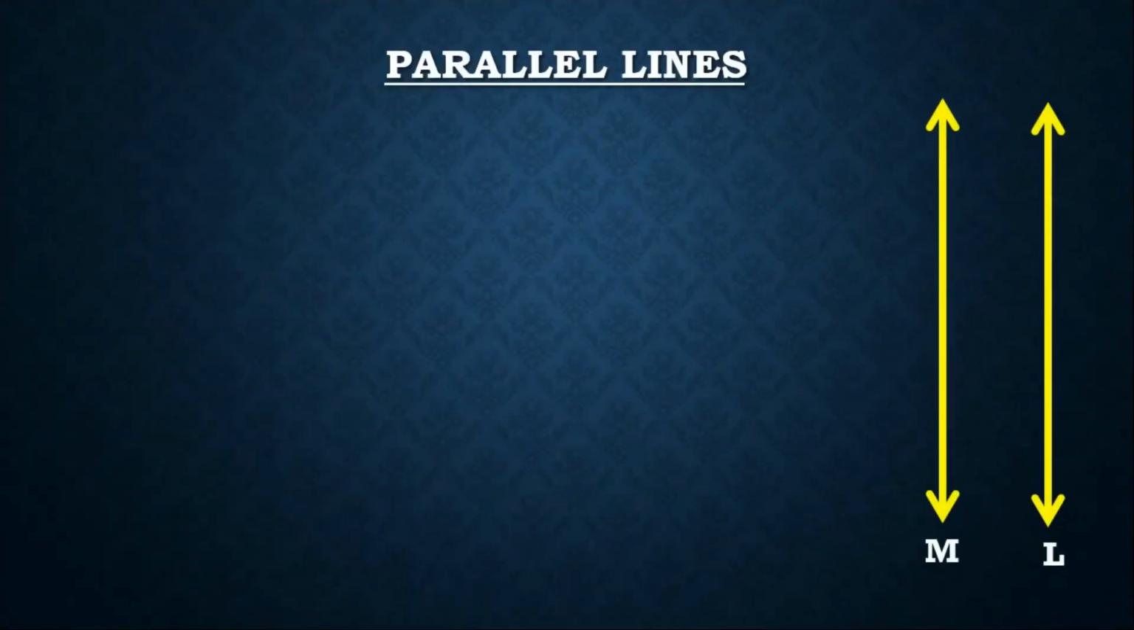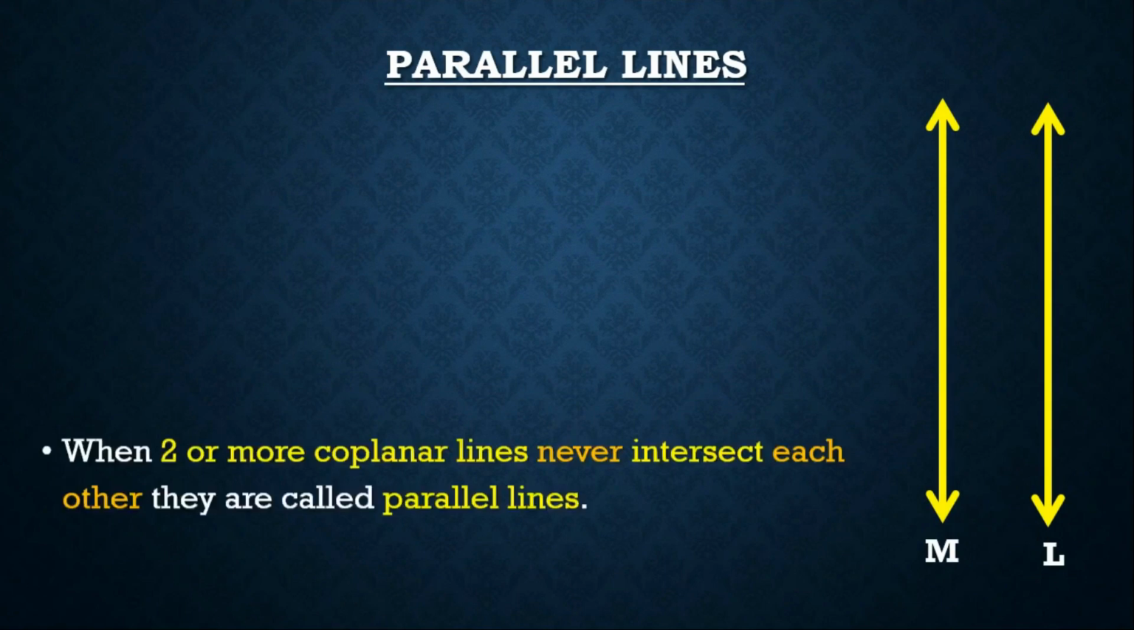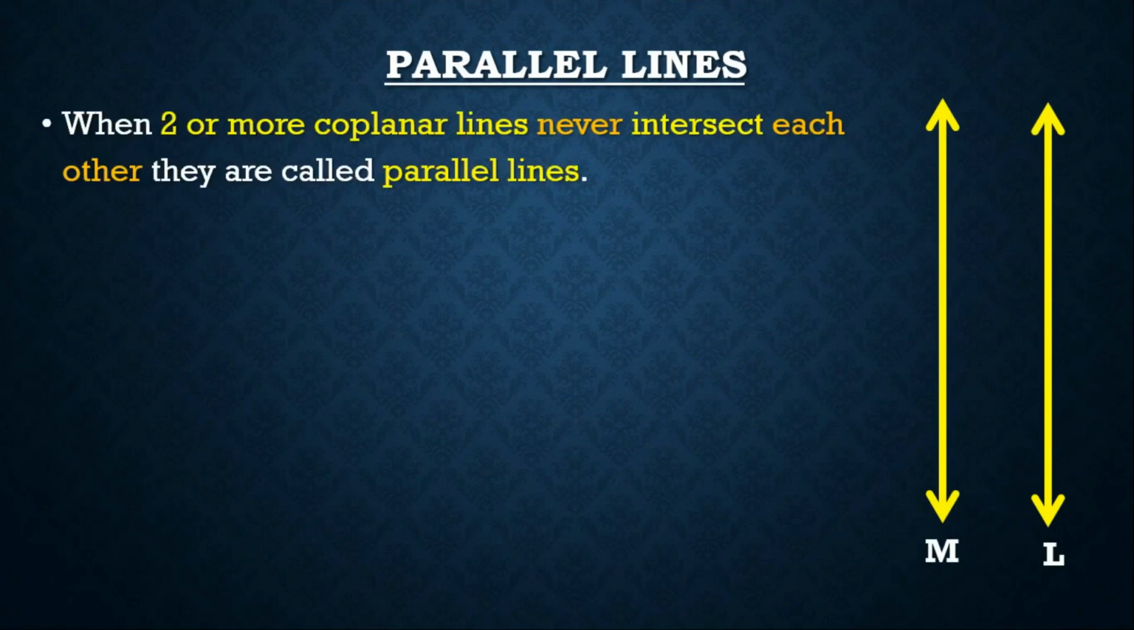Now we'll see about parallel lines. Here are the two lines, line L and line M. When two or more coplanar lines never intersect each other, they are called parallel lines. These are coplanar lines. Why? Because they are drawn on a plane, and these two lines are not intersecting.